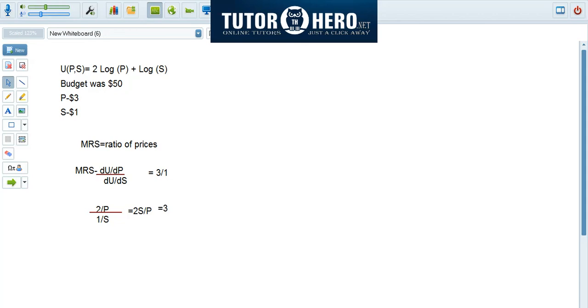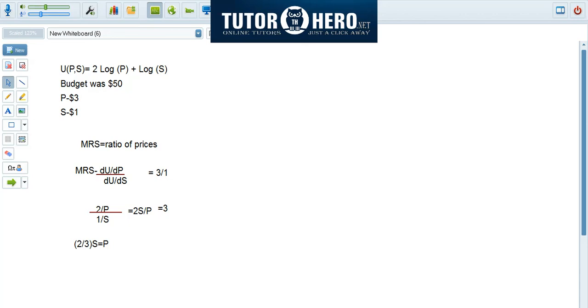So what I'm going to do is multiply both sides by p and divide both sides by 3. And what I'm going to end up with is 2/3 s equals p. So this is a relationship expressing that at the optimum, the amount of pizza consumed will be 2/3 the amount of soda consumed.